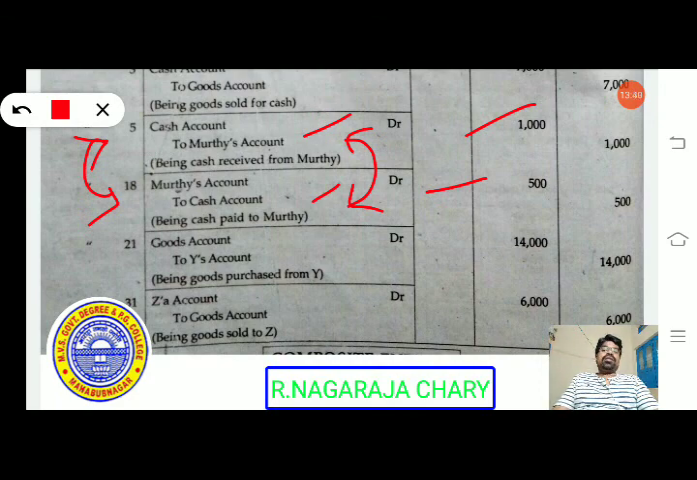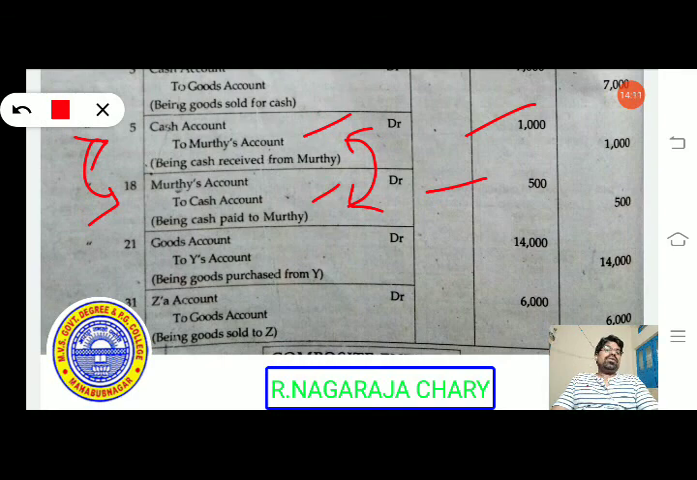So, just reverse. Here the person, debit the receiver, the person is receiving the benefit from the company, from the business organization. So, that is why Murthy account is to be debited, and in the same way cash comes under real accounts, cash is going outside. So, that is why cash should be credited. So, Murthy account debit to cash account.